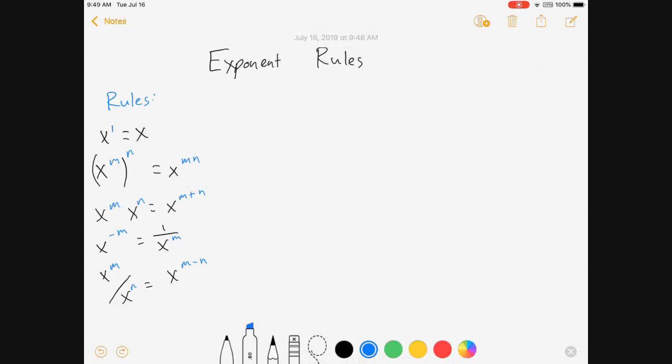I probably won't use all the exponent rules in this example, but I wanted to review a few of them just to show you how these work. Over here, I've got a very helpful list of exponent rules.